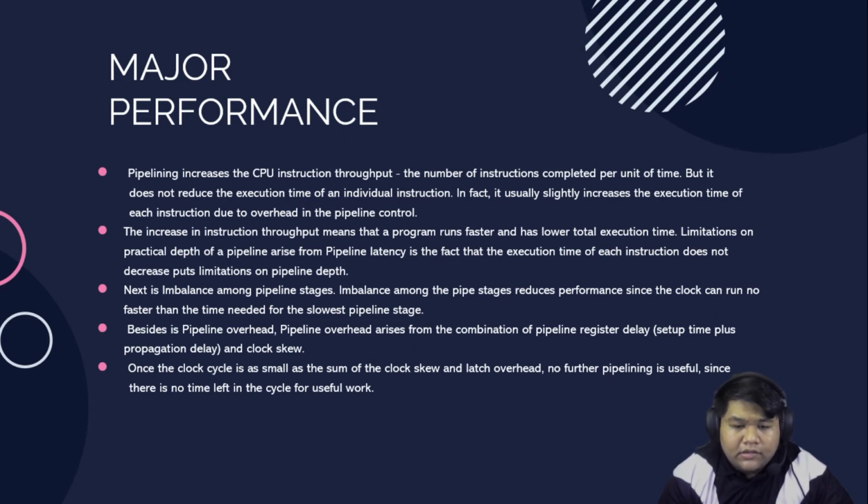Pipeline overhead arises from the combination of pipeline register delay, setup time plus propagation delay, and clock skew. Once the clock cycle is as small as the sum of the clock skew and latch overhead, no further pipelining is useful since there is no time left in the cycle for useful work.